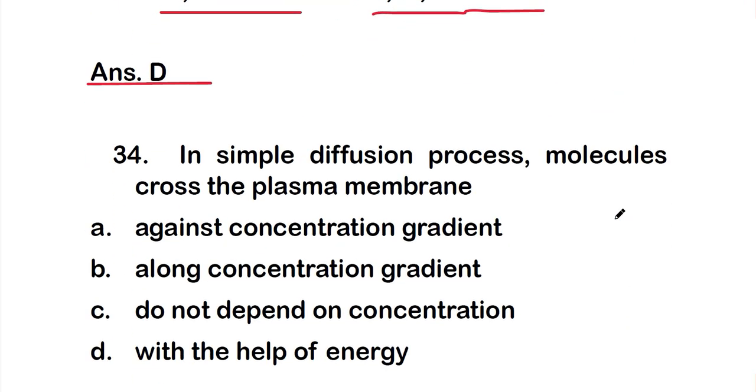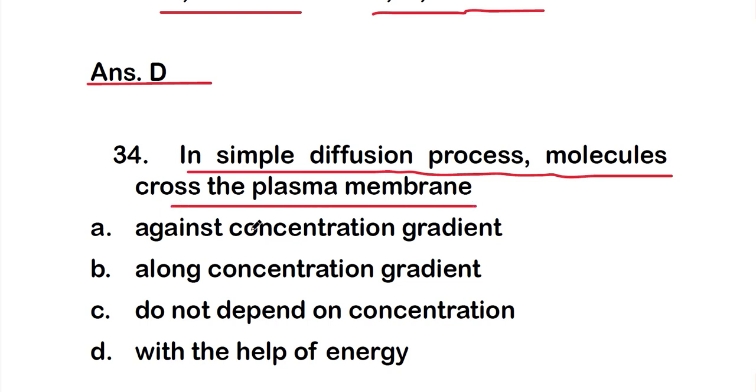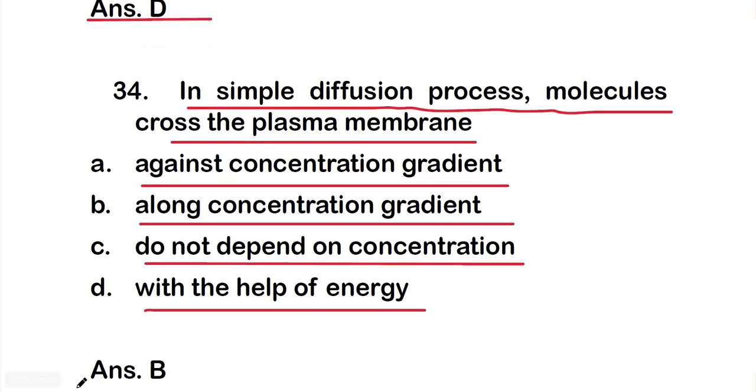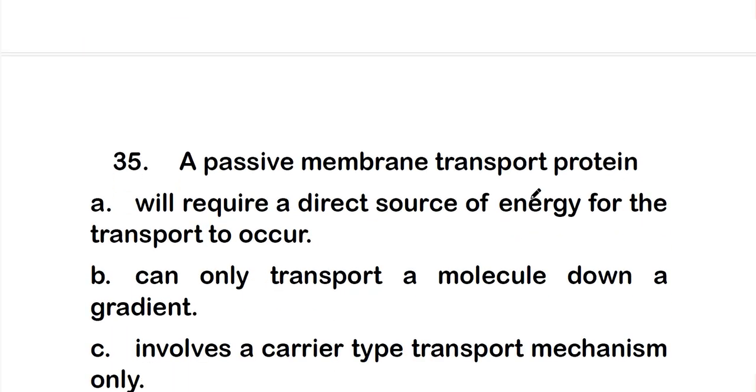Okay, next is question number 34. In the simple diffusion process, molecules cross the plasma membrane option A against concentration gradient, option B along concentration gradient, option C do not depend on concentration, or option D with the help of energy. The right one is option B, that is along concentration gradient. So in the simple diffusion process, molecules cross the plasma membrane along concentration gradient. Okay, next is question number 35.